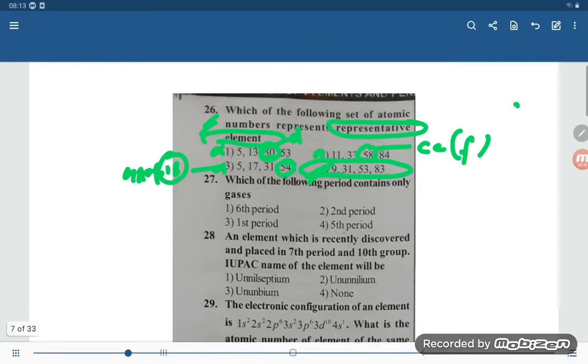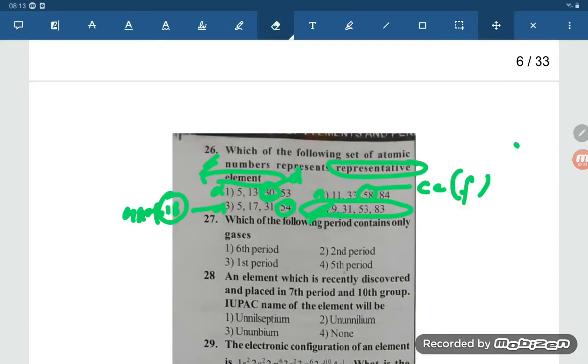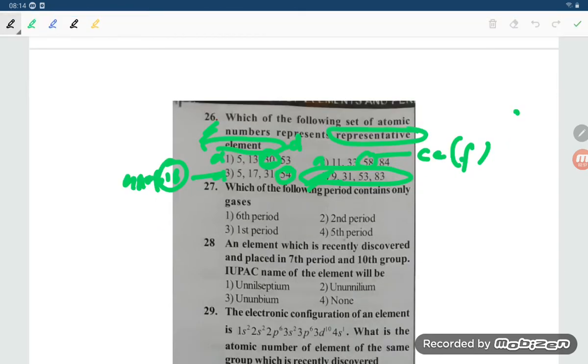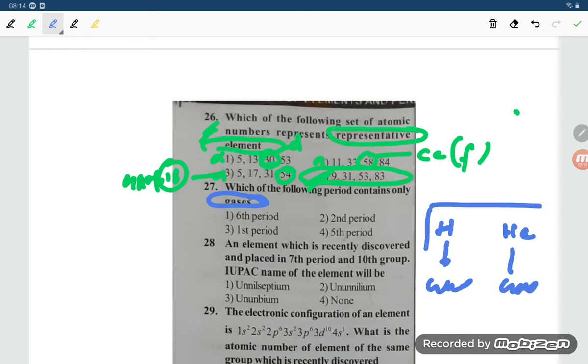Now let us move to another example, student. What is the next question? Which of the following periods contains only gases? Only gases. The first period has hydrogen and helium. Hydrogen is a gas, helium is also a gas. So both are in which period, student? Both are in period number 1. So the correct option will be option number 3. For question number 27, option 3 is correct.